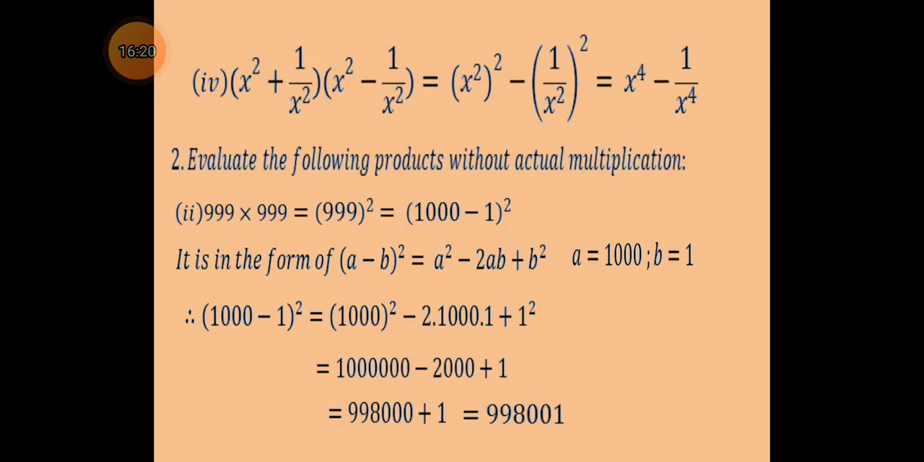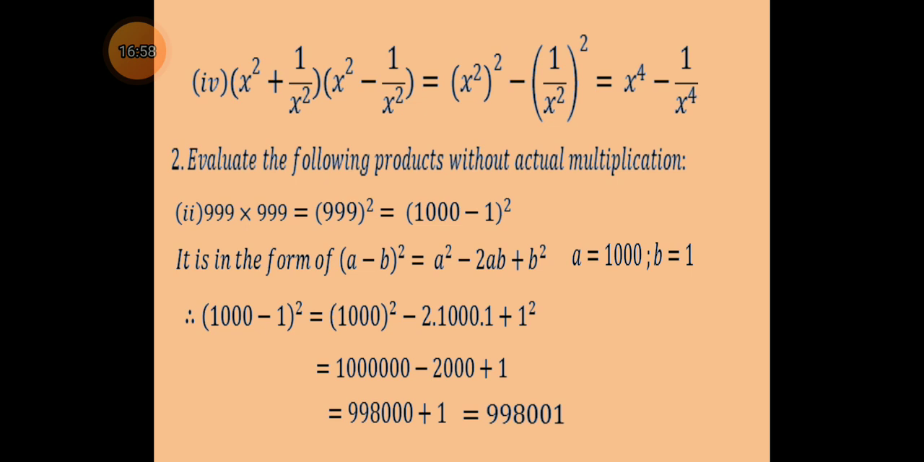Now, the next question is x square plus 1 by x square into x square minus 1 by x square. Here also the same terms, first and second terms, one the sign is plus and then the sign is minus. So it is in which form, children? Yes. A plus b into a minus b. Simply first term square minus second term square. What is the first term? X square whole square minus 1 by x square whole square is equal to x power 4 minus 1 by x power 4. Now, few more problems are there in this question that you have to do by own.